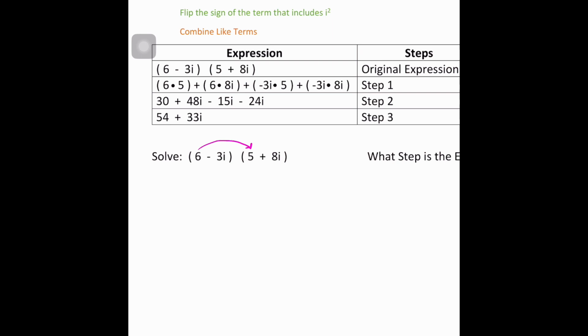6 times 5 is 30. 6 times 8i is 48i. All right. Negative 3i times 5 is negative 15i. And negative 3i times 8i is negative 24i squared. All right, let's just take a look at what they have. We did 6 times 5. We did 6 times 8. We did negative 3 times 5. We did negative 3 times 8.